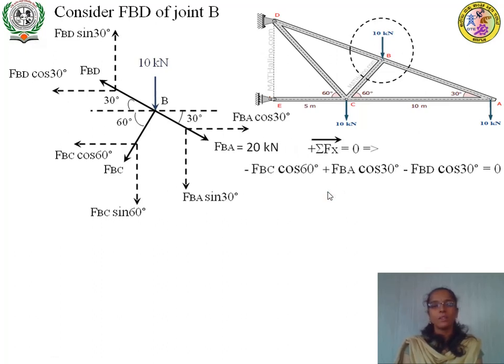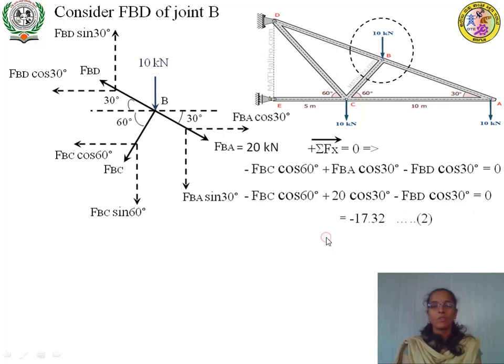So that implies minus FBC cos 60 minus FBC cos 60 plus FBA cos 30 minus FBD cos 30, that is equal to 0. So minus FBC cos 60 plus 20 cos 30 minus FBD cos 30, that is equal to 0. So if you simplify it, minus FBC cos 60 minus FBD cos 30, that is equal to minus 17.32. Take it as equation 2.